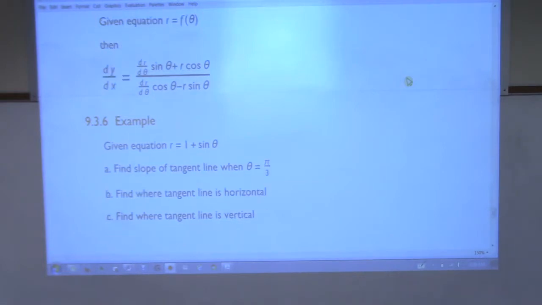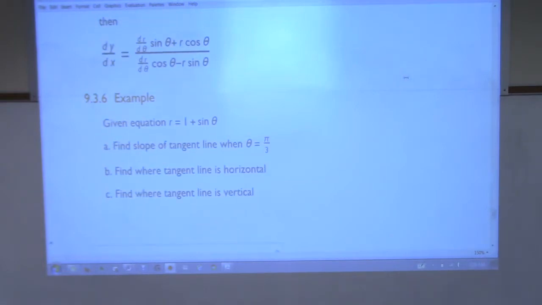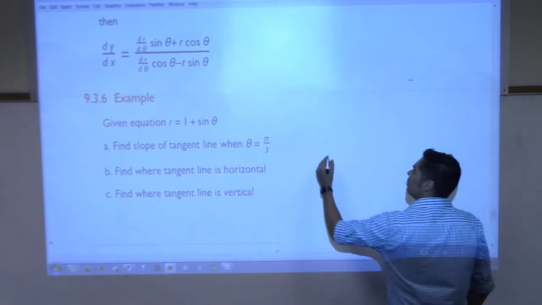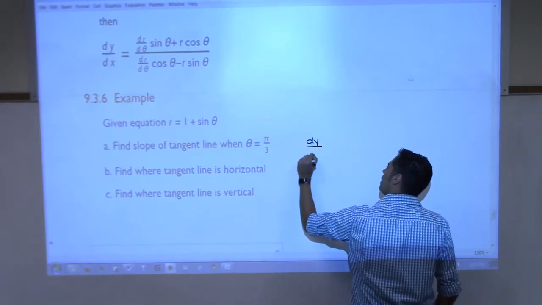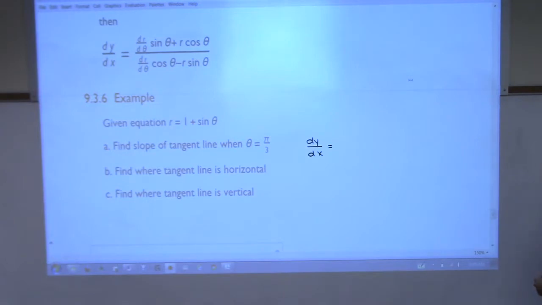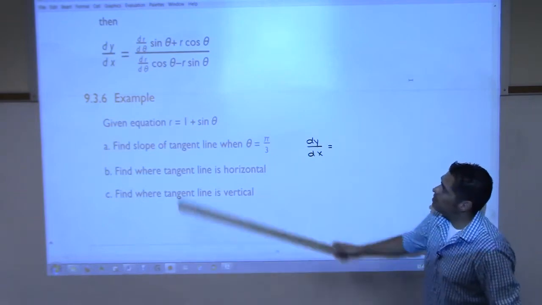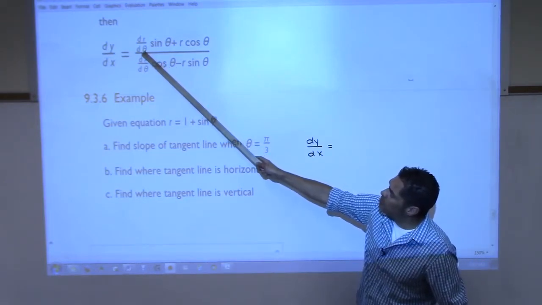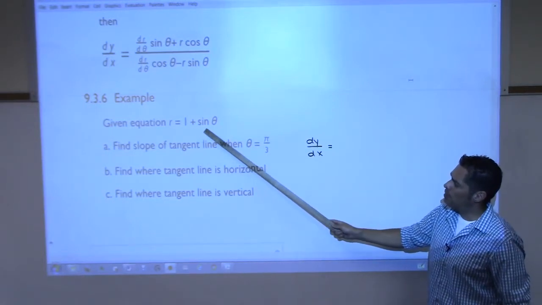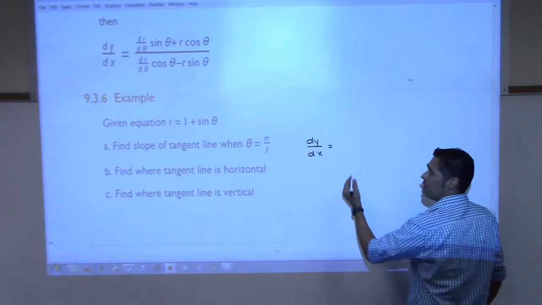All right, so let's do this example. Given the equation r equals 1 plus sine theta, find the slope of the tangent line when theta is pi over 3. So let's first find dy dx. We're going to need some derivatives in here. So let's get that top left corner, dr d theta. What is the derivative of the radius function with respect to theta? So what's the derivative of this? 0 plus cosine theta. So just cosine theta?